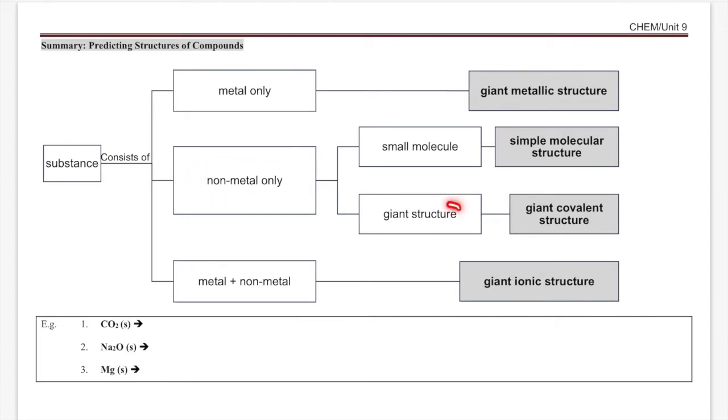If it's one of the special case that you have learned for giant covalent structure, graphite, silicon, silicon dioxide, diamond, then it has giant covalent structure. But you can assume the rest of the non-metals, they would adopt simple molecular structure. Okay, and then if you have a metal that combine with non-metal, then it would have giant ionic structure. So here we have 3 examples, and then you can pause the video here and try to solve what kind of structure they have.